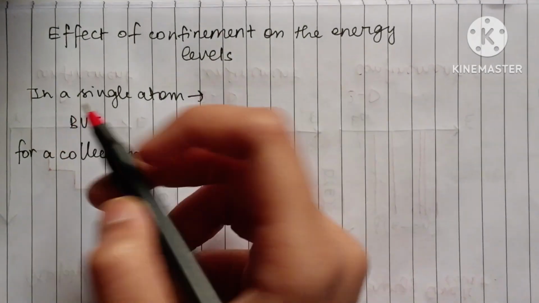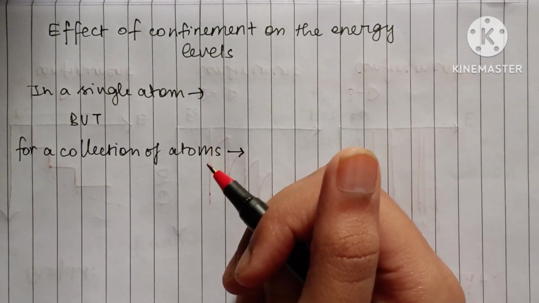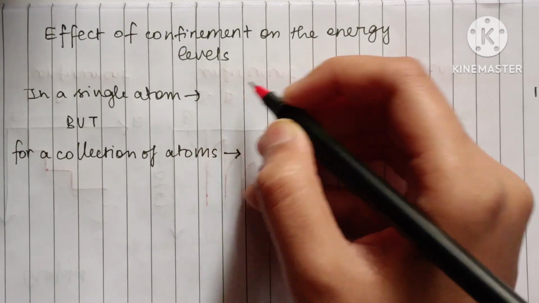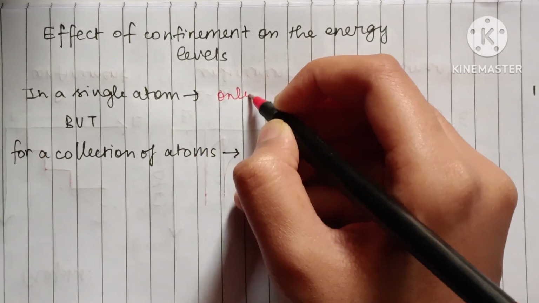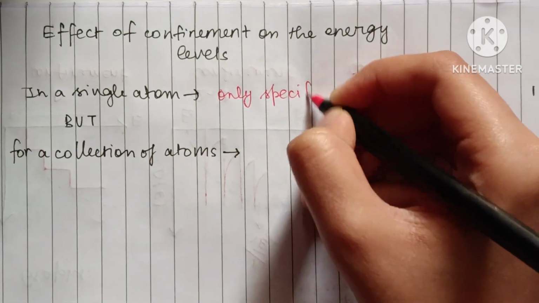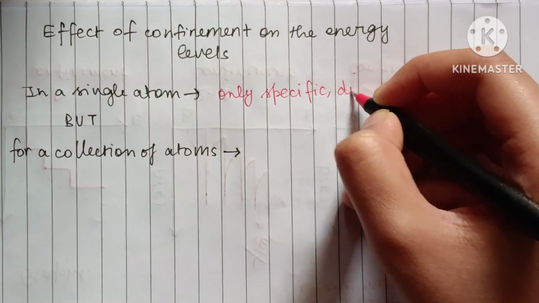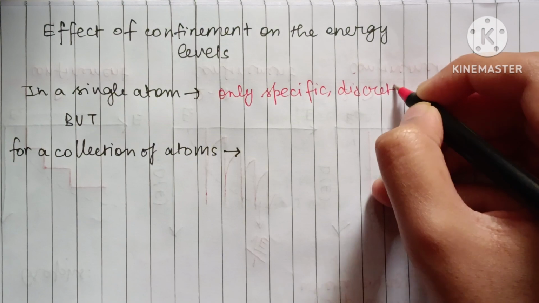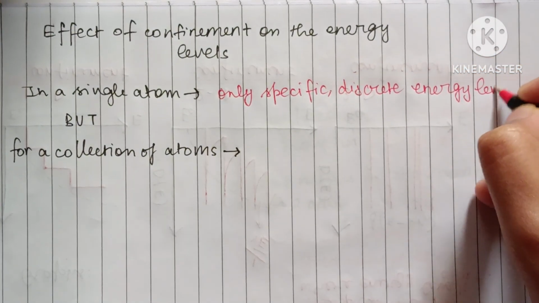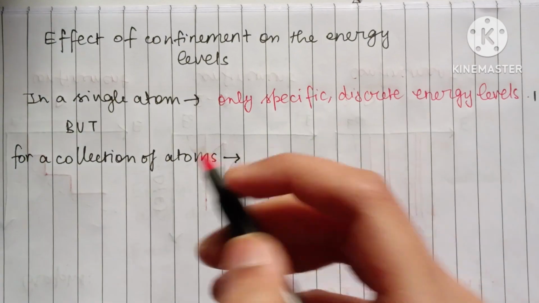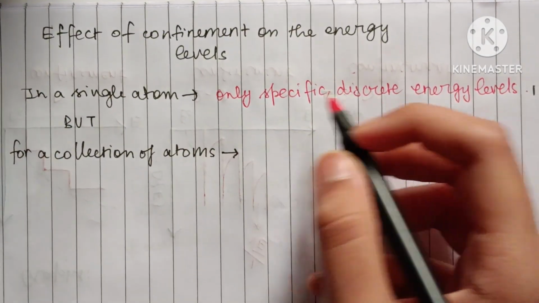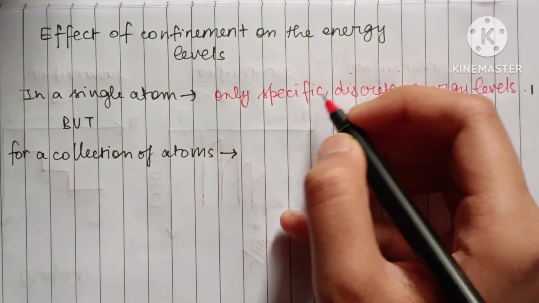Now, let us look at the effect of confinement on the energy levels. In a single atom, electrons are allowed to have only specific, discrete energy levels. These levels are far apart because they are determined by the quantum mechanics of just one atom.